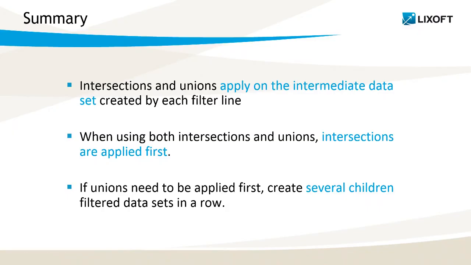As a summary, remember that intersections and unions apply on the intermediate dataset created by each filter line. If you are using both intersections and unions, intersections are applied first. If you need to do the opposite, unions first, then create several children filtered datasets in a row.